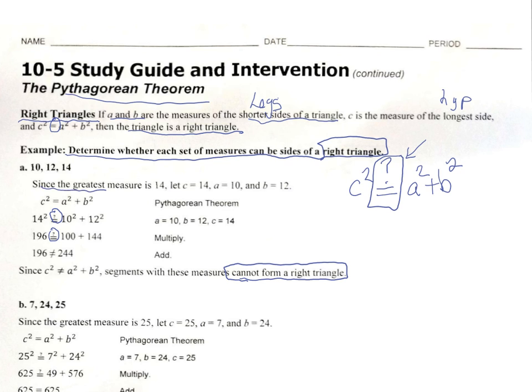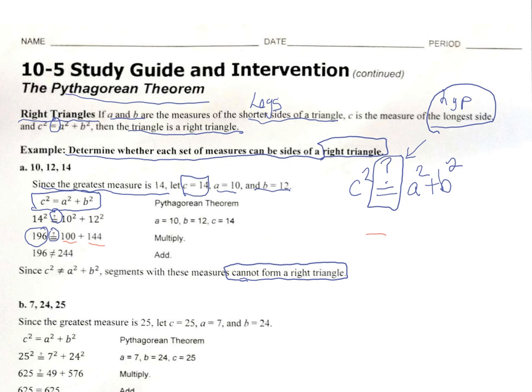It says here, since the greatest measure is 14, we have to let C be equal to 14 because that's the biggest number. So if it's the biggest number, obviously it's going to be your hypotenuse because that's the longest side. Then your two other sides are going to be the legs. So when we substitute into the formula, c squared equals a squared plus b squared, you'll see that 14 squared gave us 196 right there. Then a squared, which was 10 squared, is 100, and 12 squared was 144. When we added those two together, we got 244.